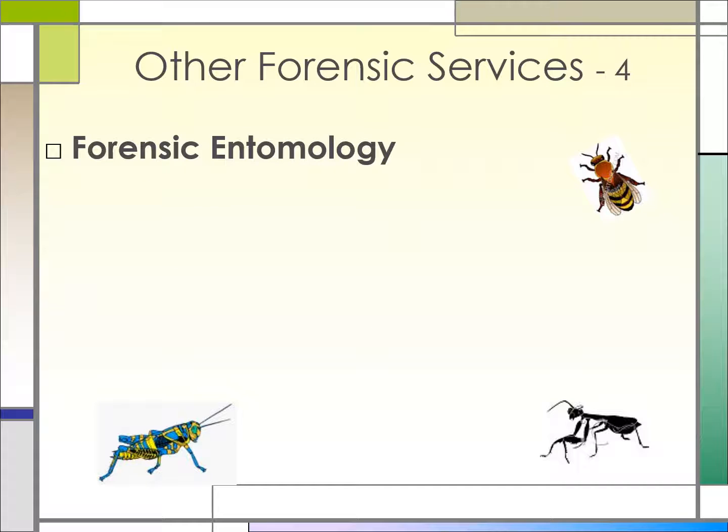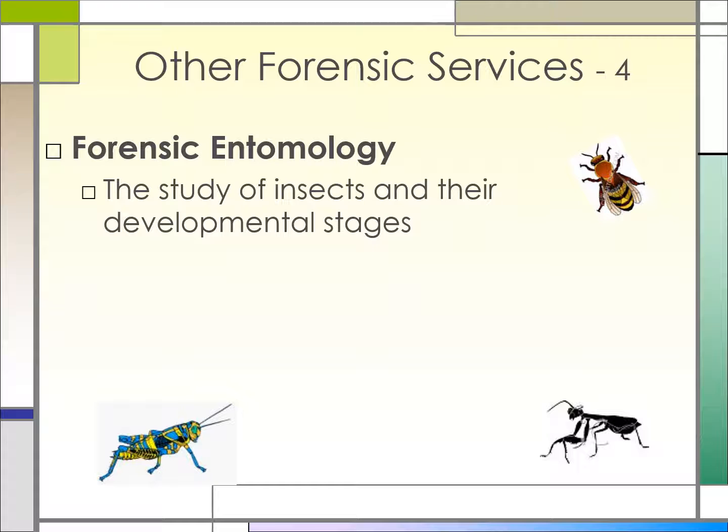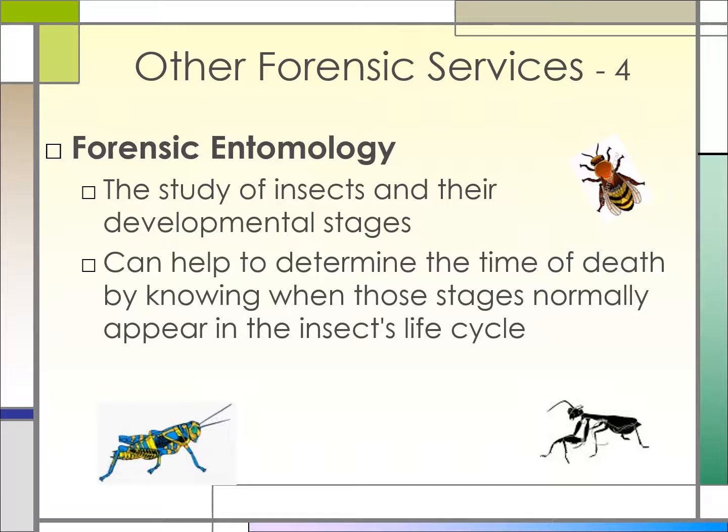Forensic entomology is the study of insects and their developmental stages. It can help to determine the time of death by knowing when these stages normally appear in the insect's life cycle. So if there are insects on the victim, they can actually help determine how long the insects have been there, and then they can determine the approximate time of death of a victim.